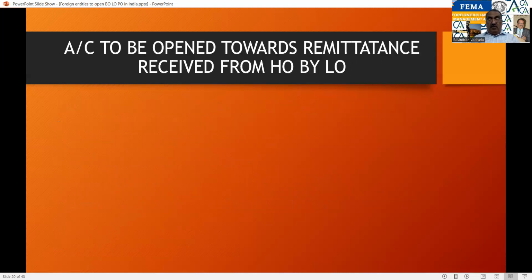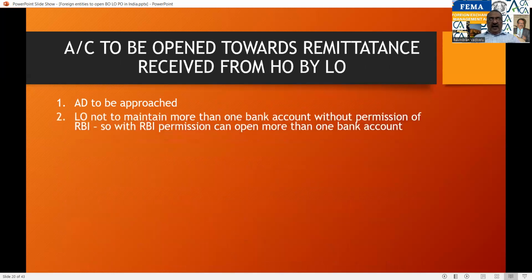Now they want to open the account towards the remittances received from HO by the liaison office. So once again, the authorized dealer has to be approached because they are the persons who have to open the account. And a liaison office is not to maintain more than one bank account. So that means they have to open only one bank account and no second account. If at all they want to open a second account, they have to close the original account, then only permission will be given to open another account.